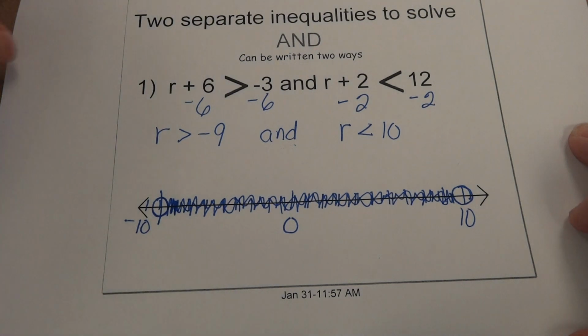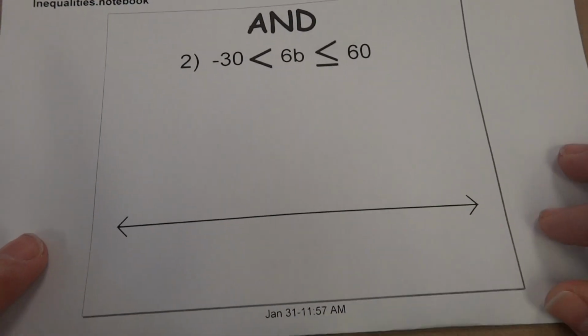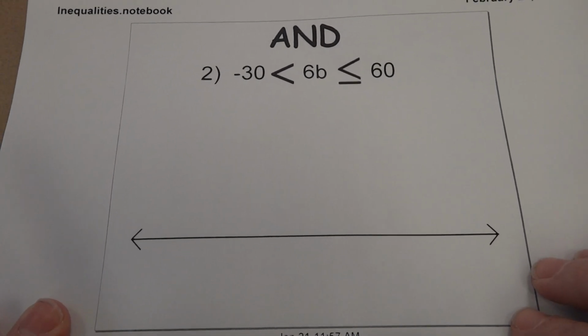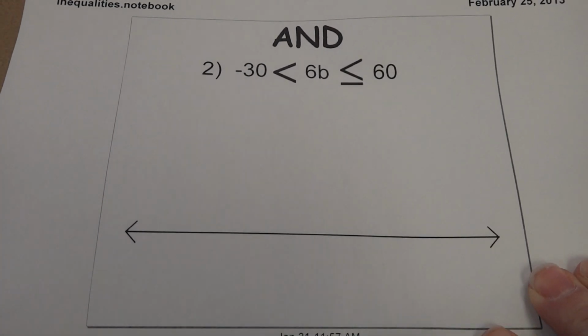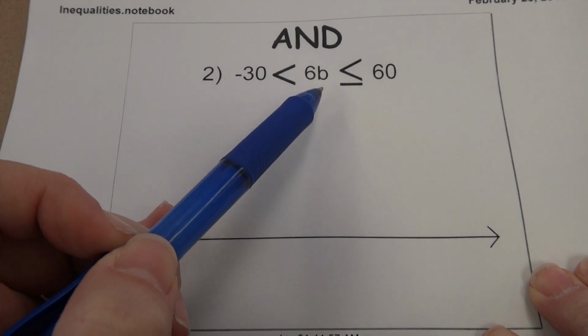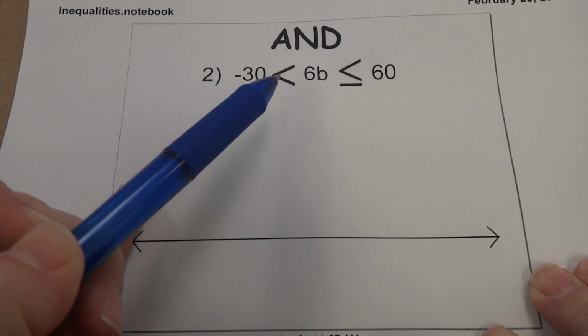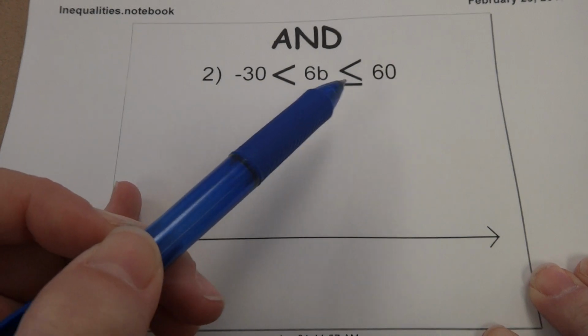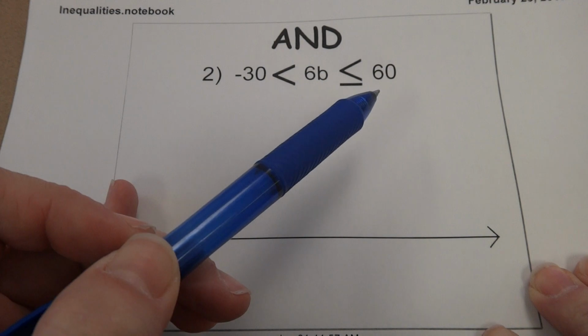All right, let's look at our second example. Our second example is also an and statement, except instead of having the word written, we now have it written as a series of inequalities. When I read this, I'm going to start with where the variable is, and this is 6b is greater than negative 30, and 6b is less than or equal to 60. So we solve it the same way.